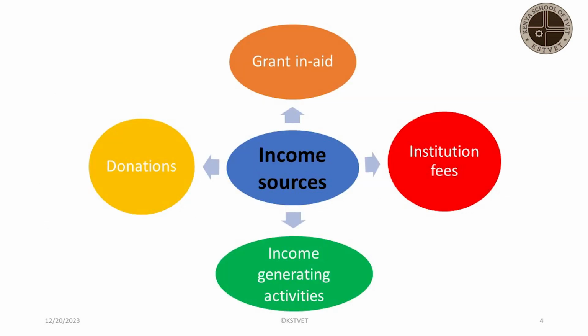Good. All the sources you may have identified can be classified into 4 main categories, namely 1. Grant in aid from the Ministry of Education. 2. Donations from charitable organizations and non-governmental organizations. 3. Institutions' fees. 4. Income-generating projects like farm produce such as milk, poultry, pig rearing, and many others.